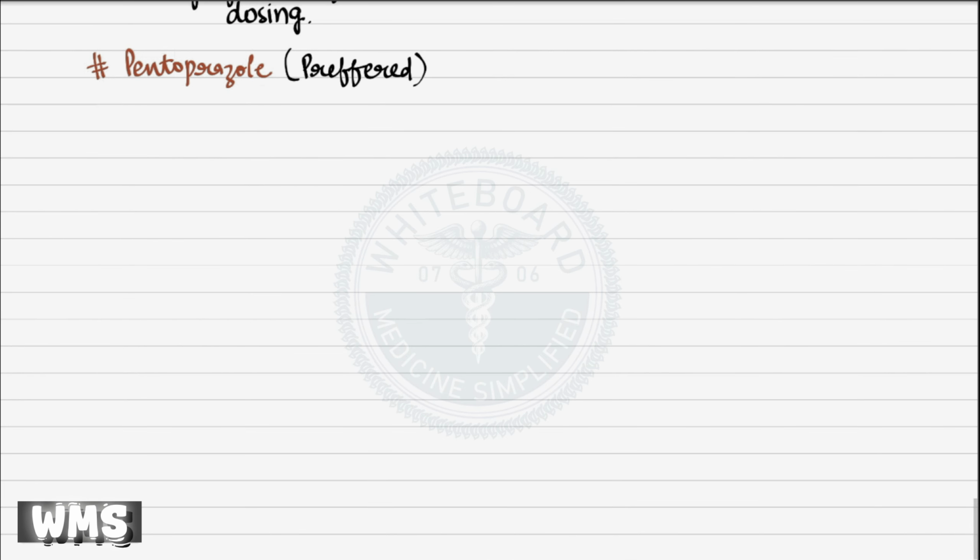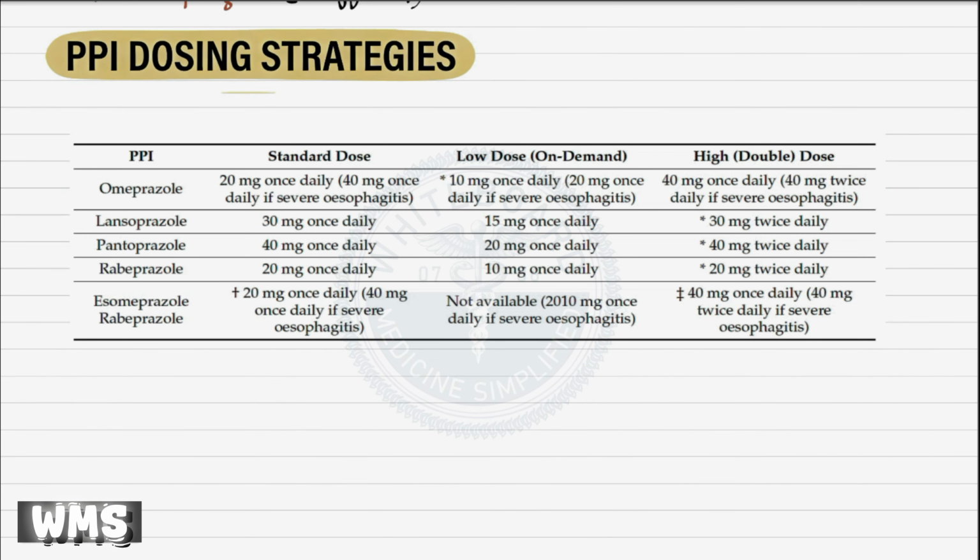Now let's understand the dosing of PPIs. As you can see, PPIs are generally classified into low dose, standard dose, and high dose regimens. For example, Omeprazole is commonly given as 20 mg once daily as a standard dose, while Pantoprazole is usually prescribed at 40 mg once daily and Lansoprazole at 30 mg once daily.